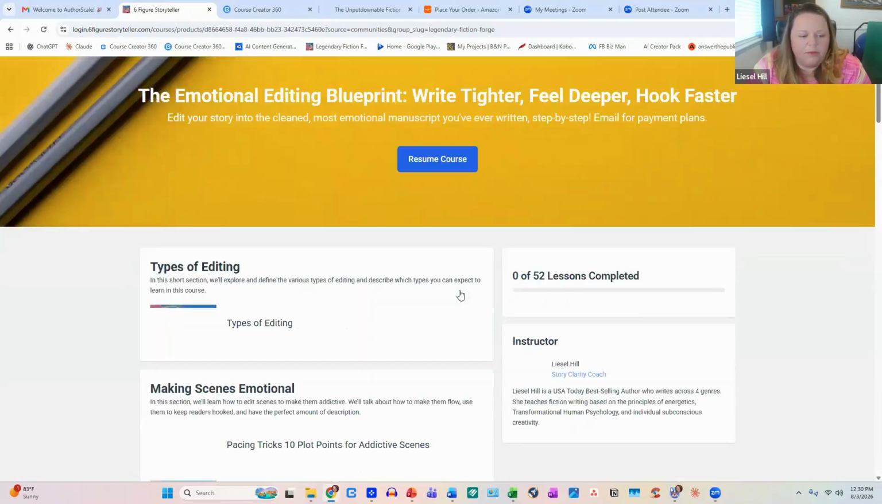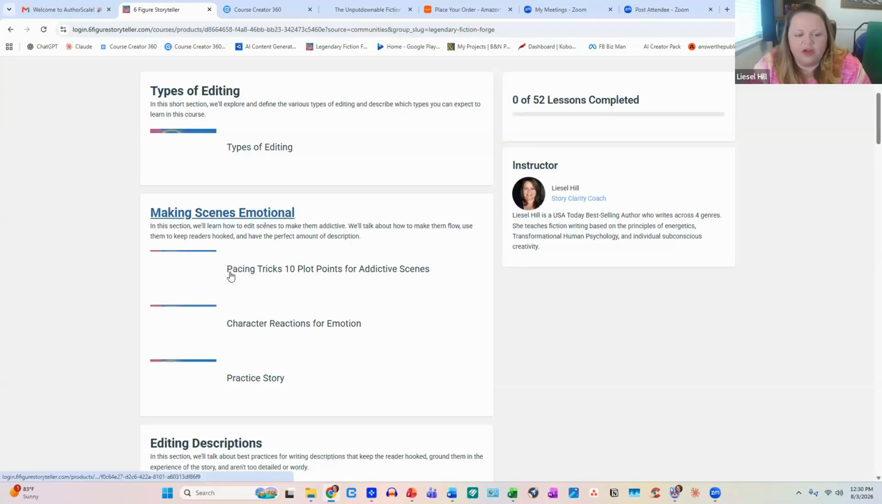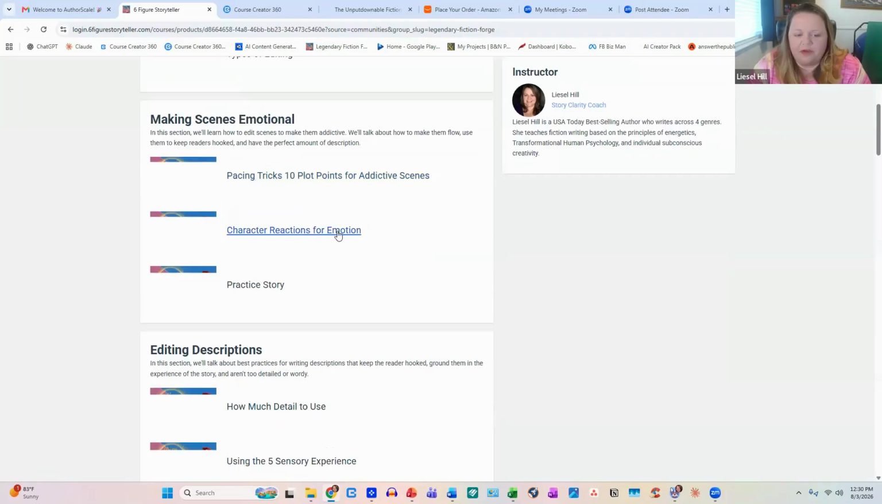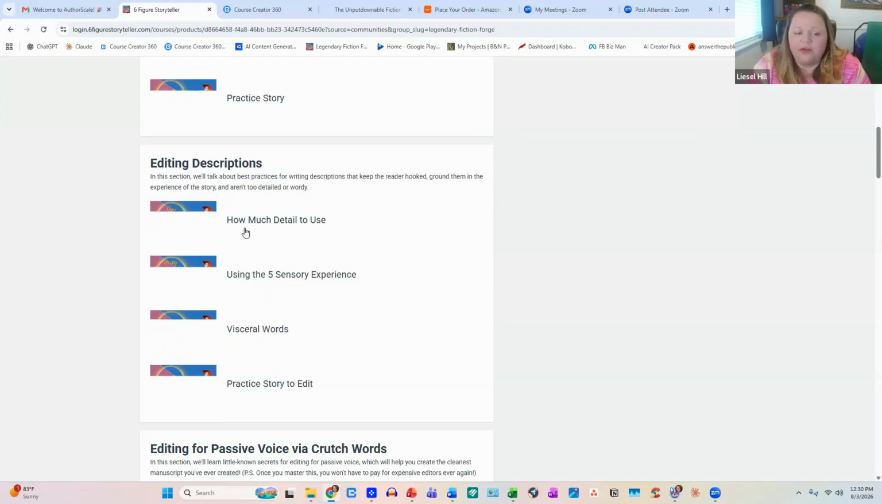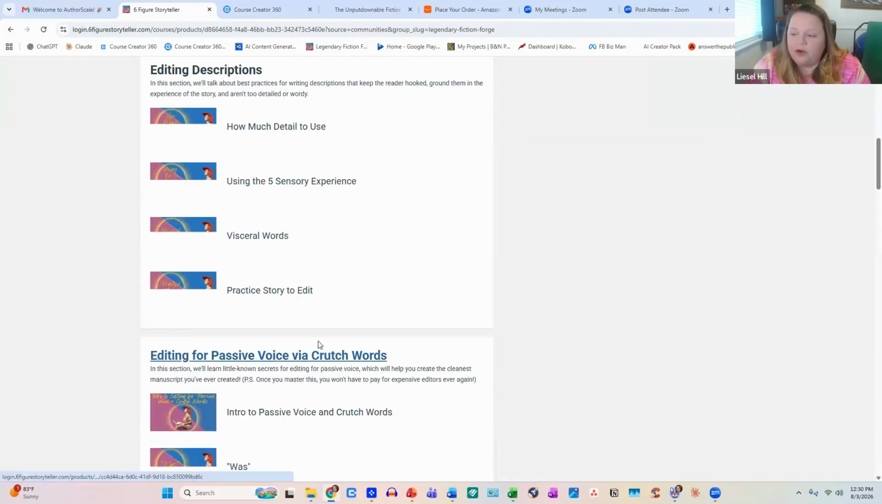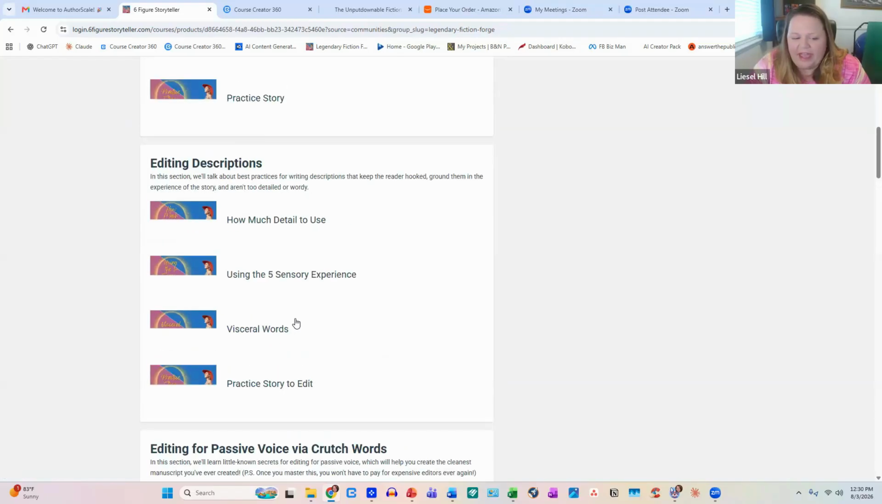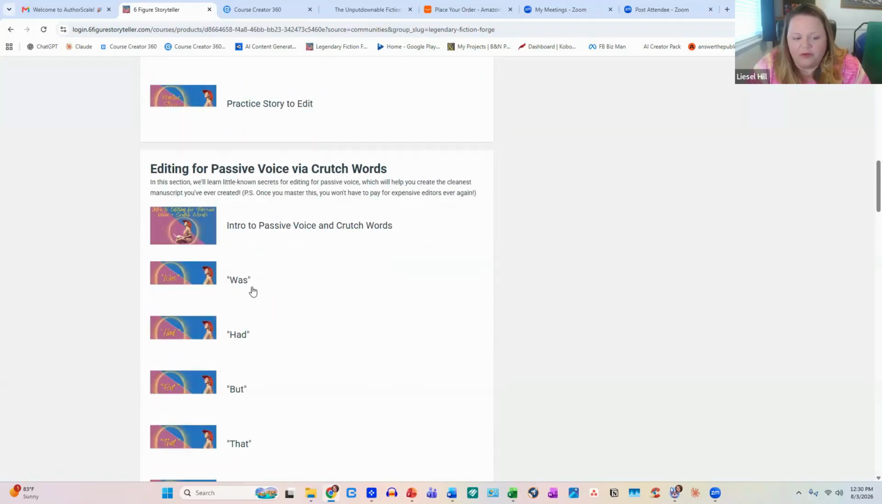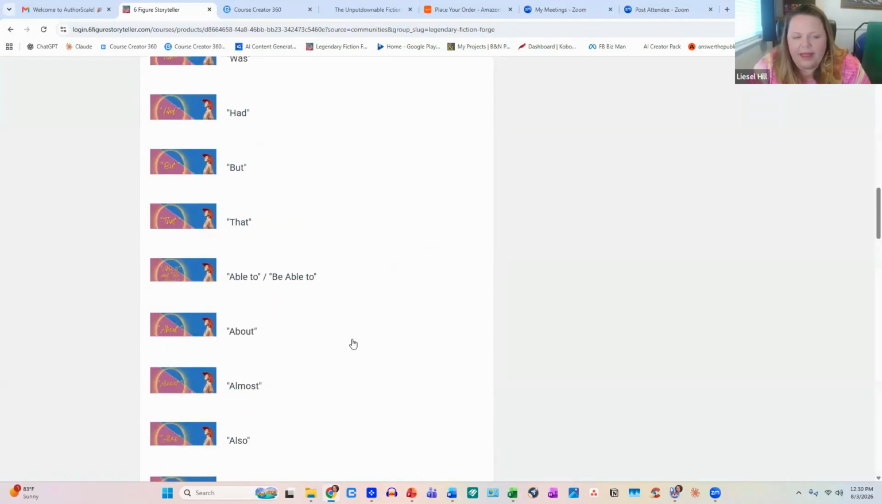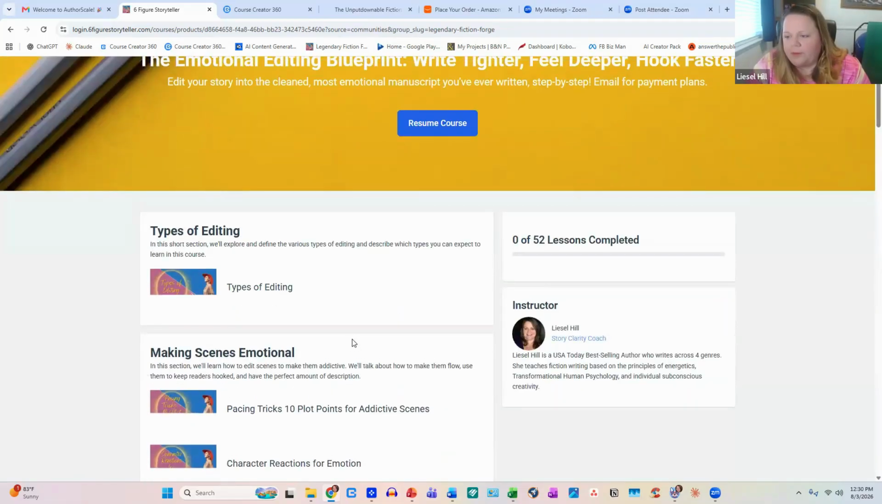I mean, get it all the way written first, the way that you want it. But see how this says making scenes emotional? Pacing tricks, this is what you're doing here, the 10 plot points. So you're already doing that. But this goes over character reactions. There's a practice story. And then also descriptions in the story. How much detail, five sensory experience, visceral words. And if you put your chapter through this and do what this tells you to do, you can also look for, oh, passive voice here. Yeah, that'll help your chapter pop a lot more on the page too.